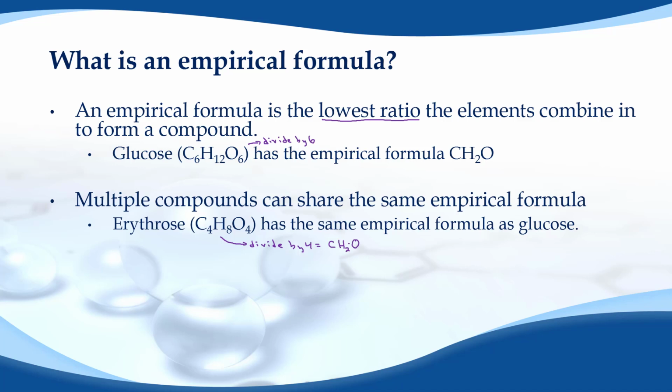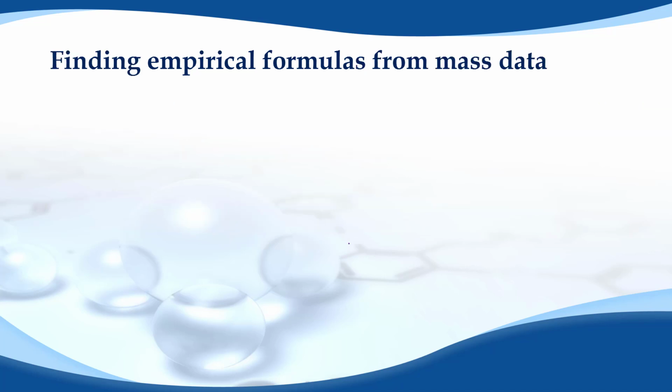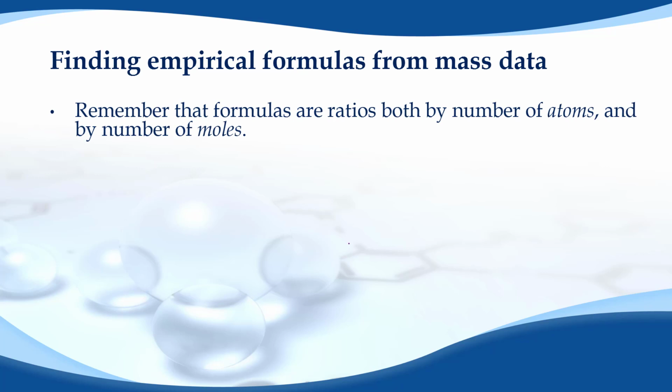So what we're going to do is we're going to figure out how to use mass data, right? So we do an experiment, figure out how much of the element is in that compound, and work backwards to find the formula. The key thing to keep in mind here is that the ratios that we get are both in terms of number of atoms and number of moles, right? So for water, H2O means each molecule has 2 atoms of hydrogen and 1 atom of oxygen, but each mole of water has 2 moles of hydrogen and 1 mole of oxygen.